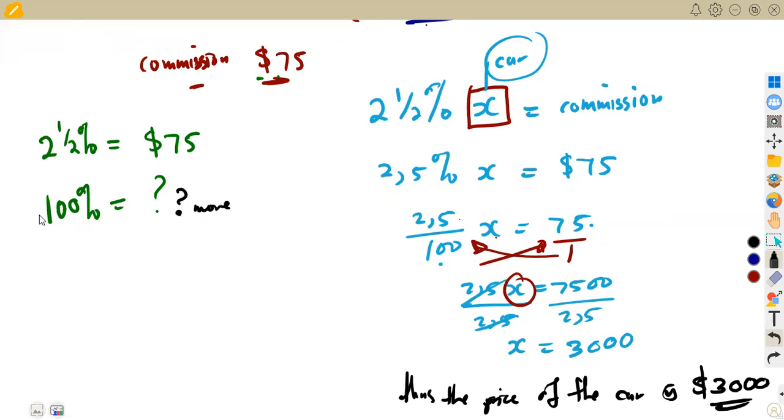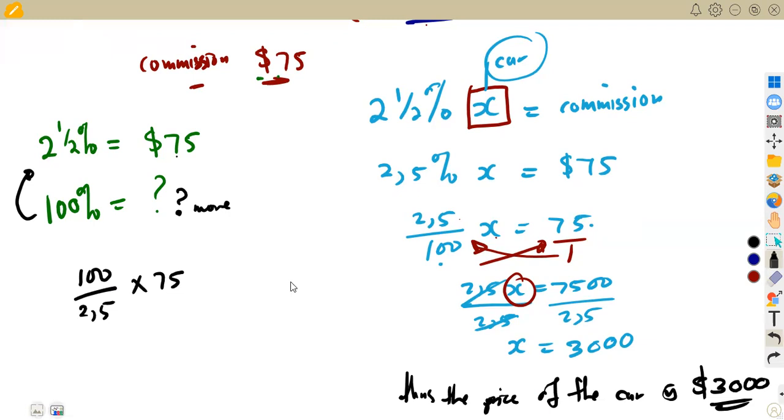So this one is going to be more. So to remove this, it's going to be 100 over 2.5 times this. So we are going to have 100 over 2.5, as a decimal is the same as 2.5, times 75. So we are going to obtain the same answer in this case.